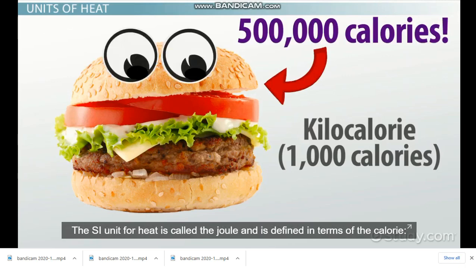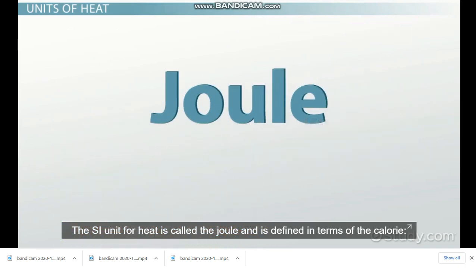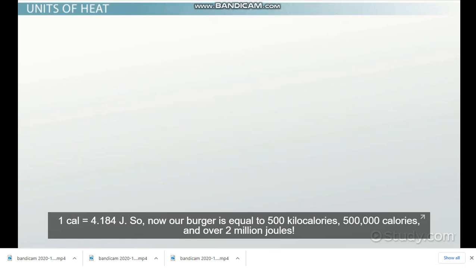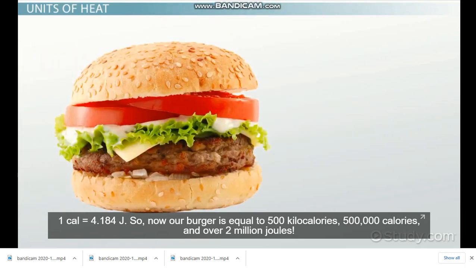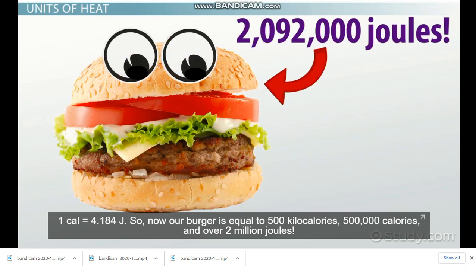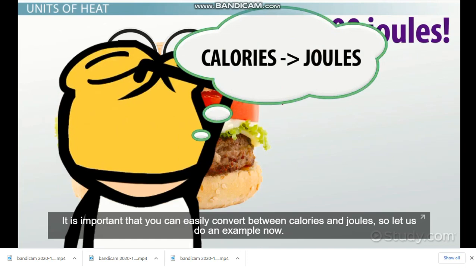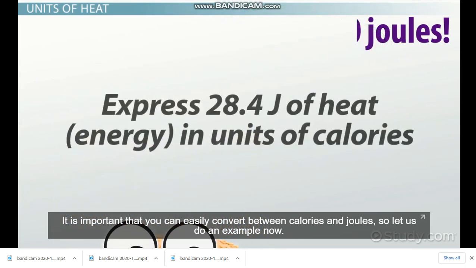The SI unit for heat is called the joule and is defined in terms of the calorie. 1 calorie is equal to 4.184 joules. So now our burger is equal to 500 kilocalories, 500,000 calories, and over 2 million joules. It is important that you can easily convert between calories and joules. So let us do an example now.